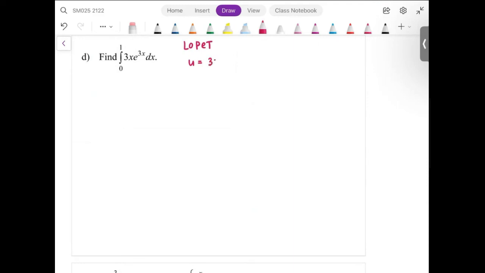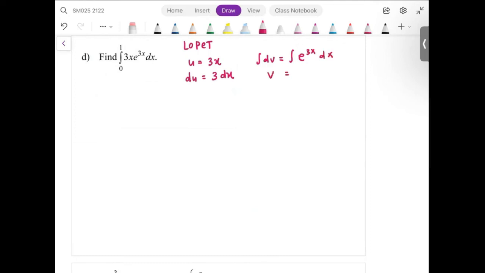So, we would have 3x as our u. Differentiate this up. So, we get du is 3 dx. Settle with the first part. Moving on, next one, we have to determine our dv. So, what's left in our question is basically integral of e to the power of 3x dx.